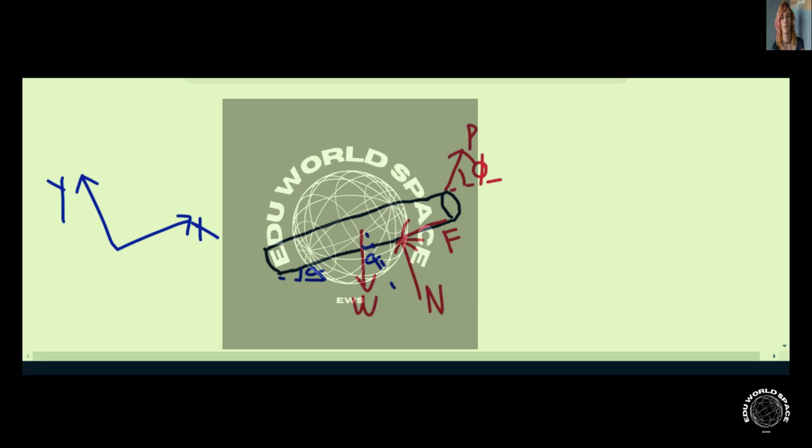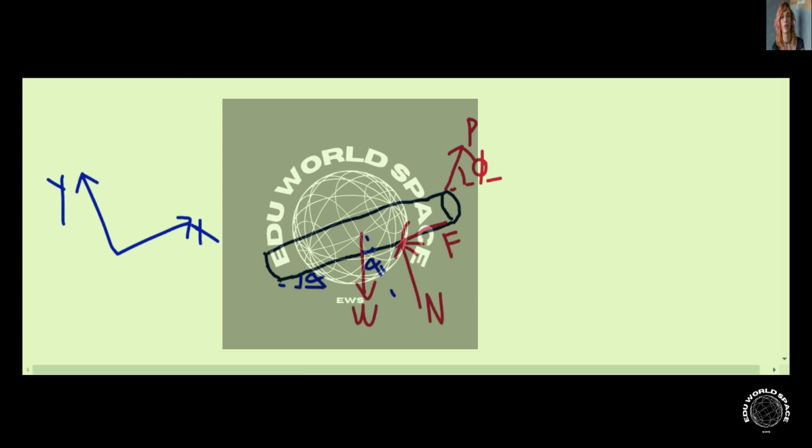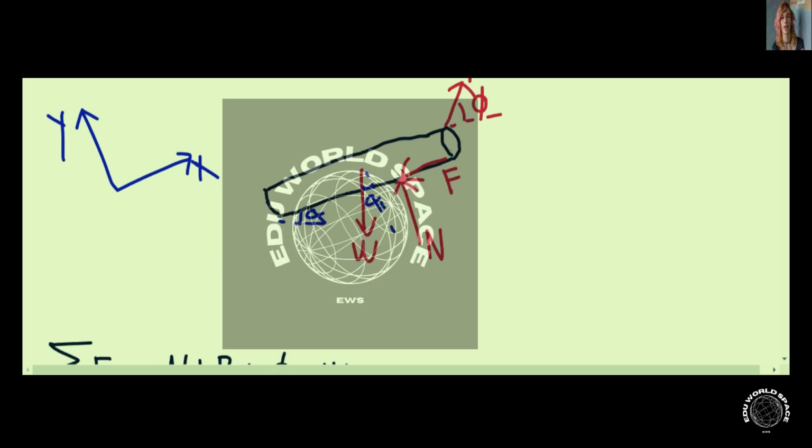Okay, so this is the free body diagram for this question. So consider the direction along the surface is the x-axis, and the direction perpendicular to the surface is the y-axis. So let's apply the force equilibrium for this question.